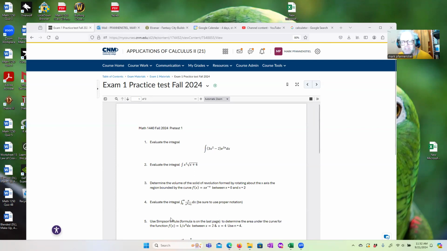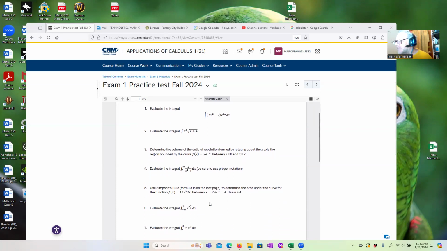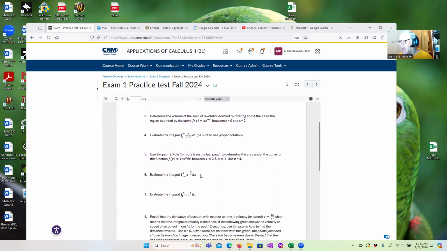We are continuing our little series on the pretest so that you guys are good at figuring out what's going to be happening here. So problem number 5, we have to use Simpson's rule. The formula will be provided for you. Okay, to determine the area under the curve, f of x equals 1 over x cubed, between x equals 2 and x equals 4, use n equals 4.